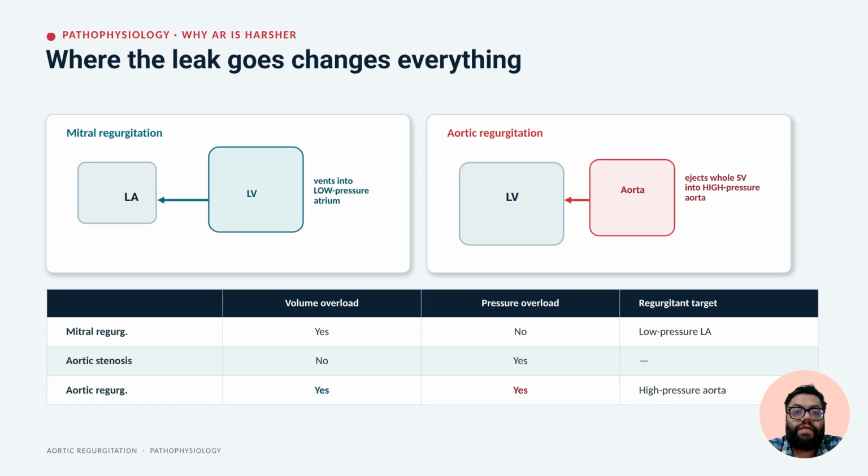The little table crystallizes the trio for exams. Mitral regurgitation is volume only, aortic stenosis is pressure only, and aortic regurgitation is the one that is both, dumping into a high pressure chamber. If you can reproduce that grid under pressure, you have understood the single most testable hemodynamic idea in the whole topic.